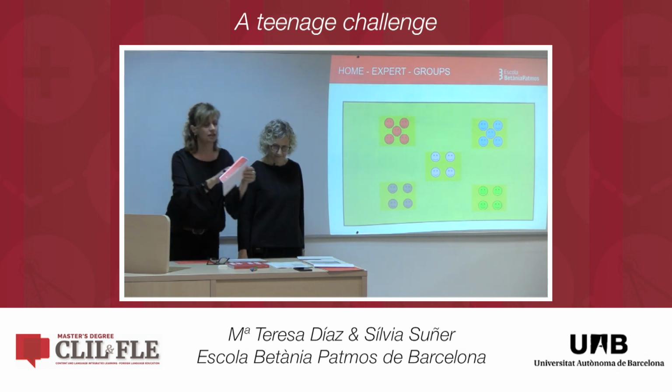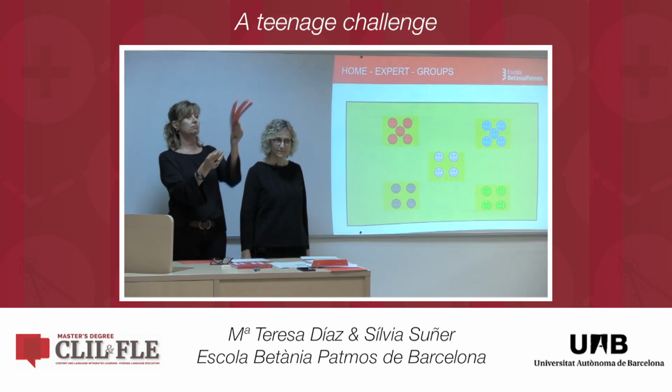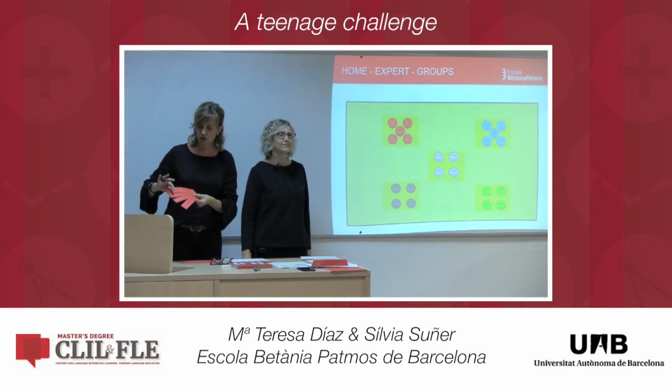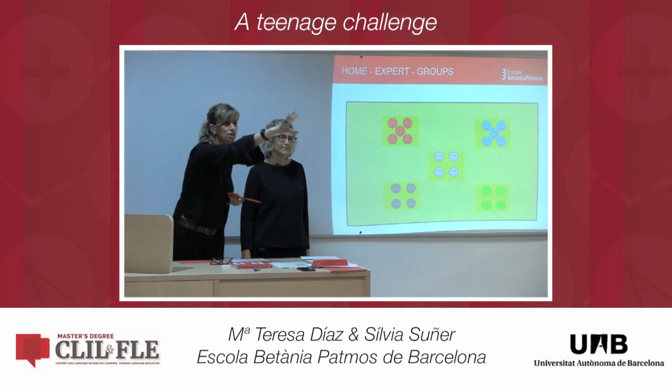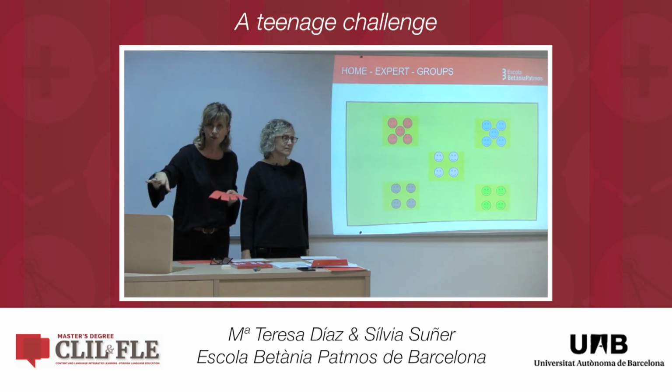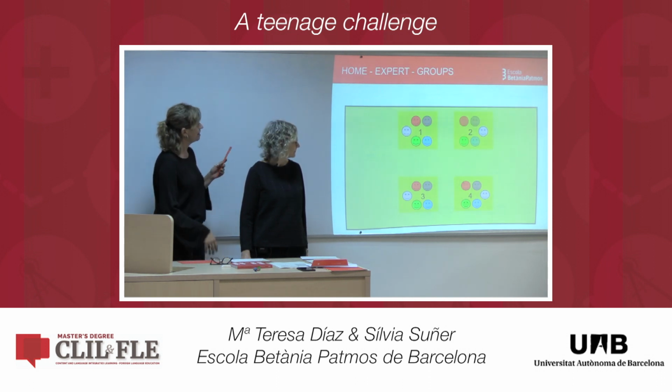These are the papers. Each group of 4 is going to have 4 papers with the same color, but each one has got a different number. After giving you these papers, all the number 1s of each group are going to go to one side of the class, number 2s there, number 3s, and number 4s. And what do you have to do?